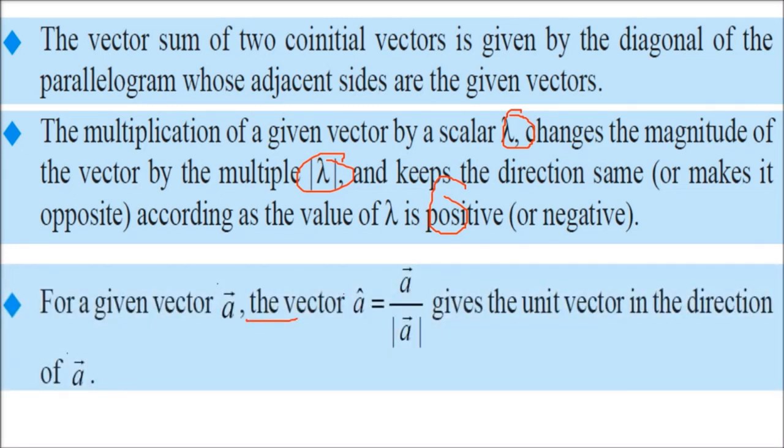For a given vector A, the vector A cap is given by the vector A divided by its magnitude, and this is called the unit vector in the direction of vector A. This is the unit vector.